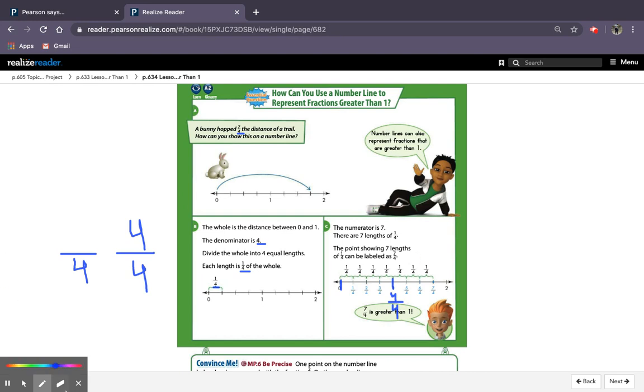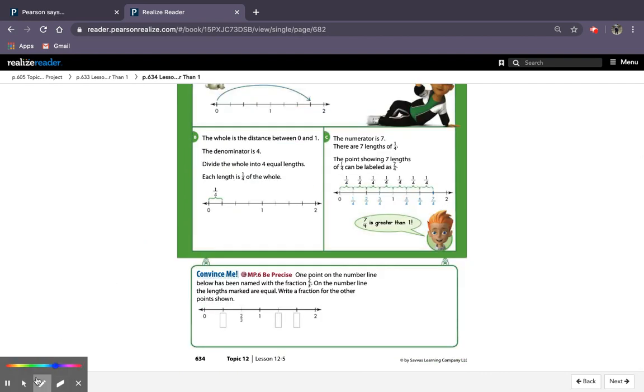So we are going to move down to the bottom. It says here, one point on the number line below has been named with the fraction 2/3. On the number line, the lengths marked are equal. Write a fraction for the other points shown. So I'm not even going to start with this one first. I'm just going to look at my 1, because if this is the denominator I'm working with, my 1 is automatically just going to be 3/3.